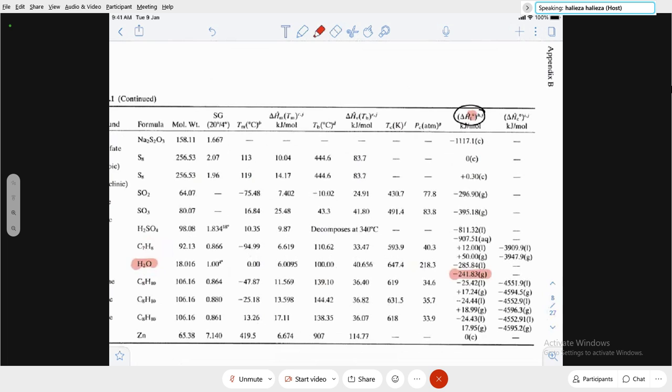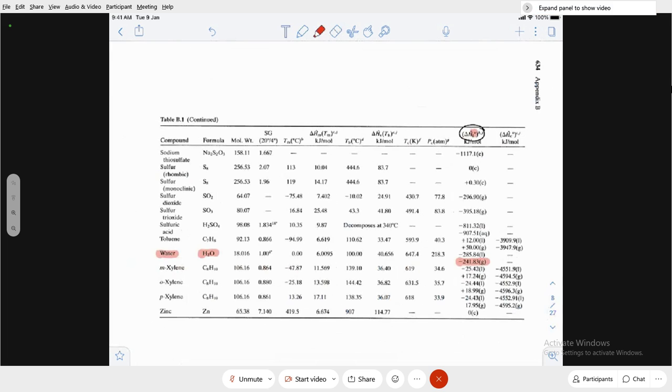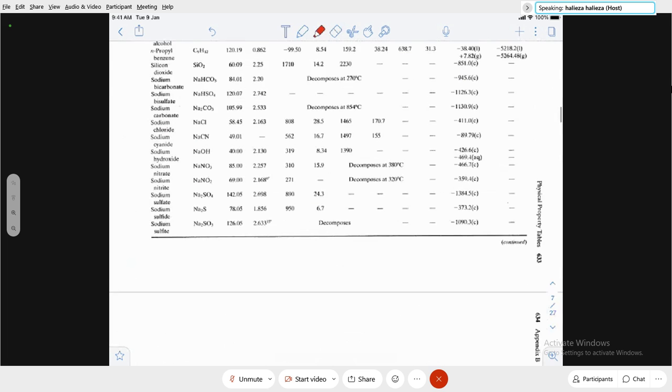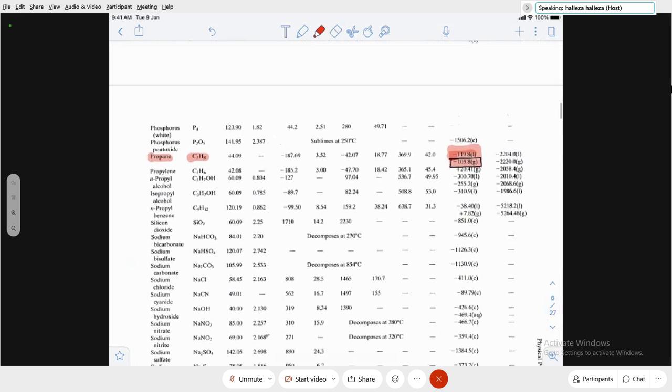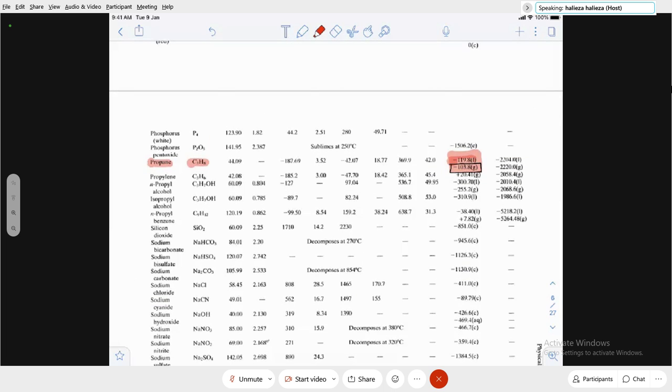So that's one of the heats of formation that we need. Besides that, we need the heat of formation of carbon dioxide. Propane, we already have it down. The heat of formation of propane, when we did the H1 for propane gas, is minus 103.8, same unit, kilojoules per mole.